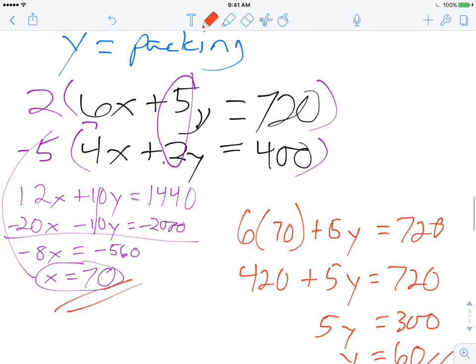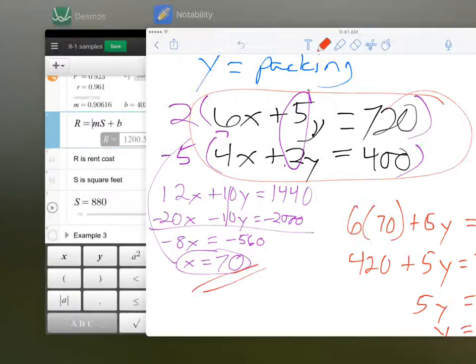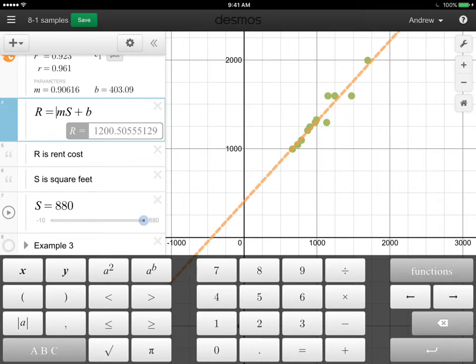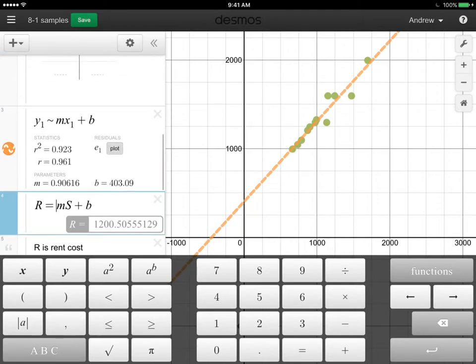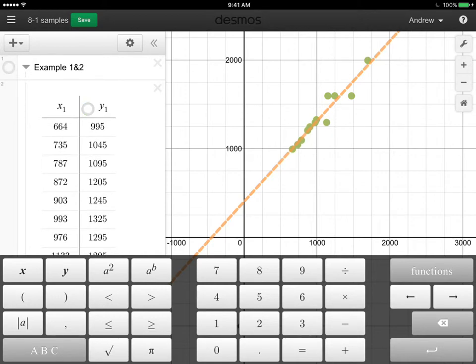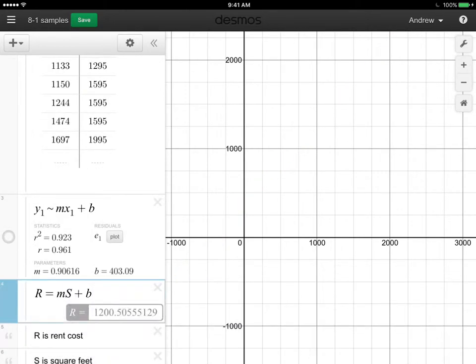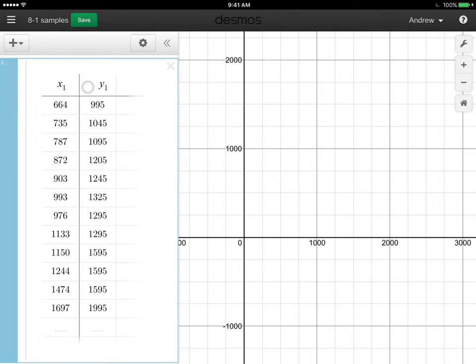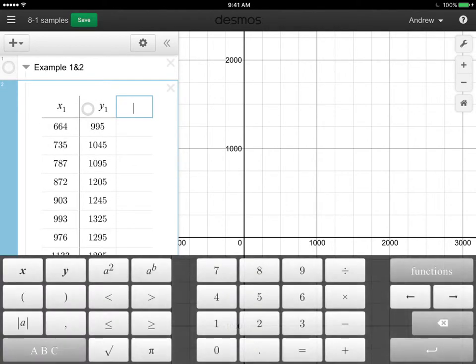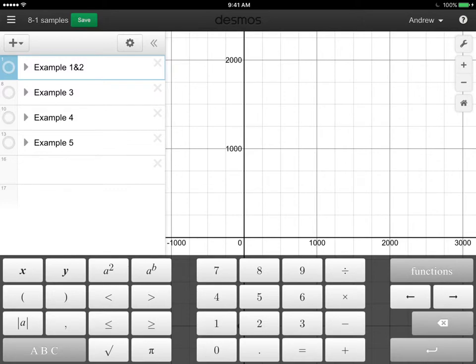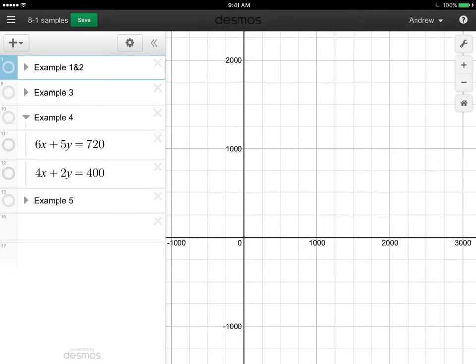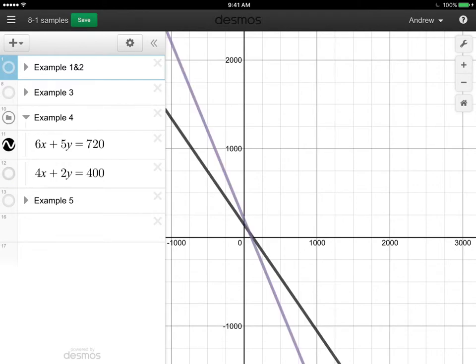Now, there's another way to do this. You can graph these two equations. They're linear. You get y by itself and graph them by hand. Or we can get out our handy dandy Desmos and do that. I'm going to hide some of this stuff here. It's working a little slow, sorry. There we go. On example 4, you'll see that I've already typed in the equations, and they're just sitting right there. If I turn them on, you'll see that they show up.